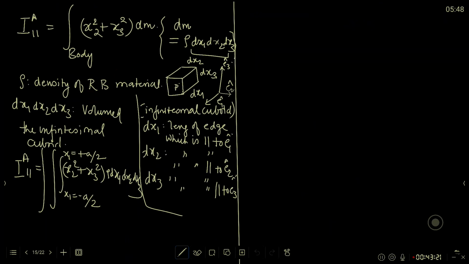The second integration will be describing the limits on x2, and that will go from minus b by 2 to, maybe I write it on this side, more clearly.